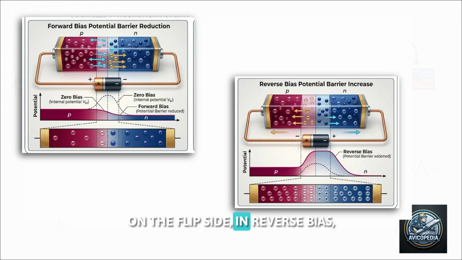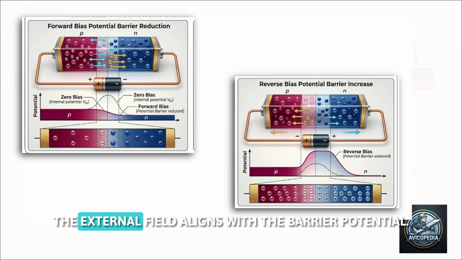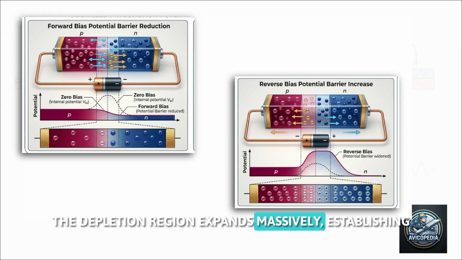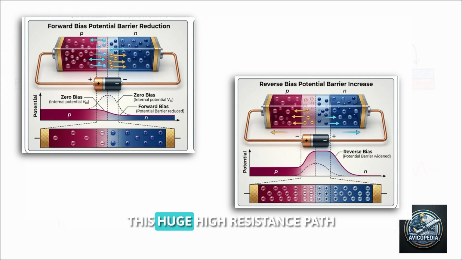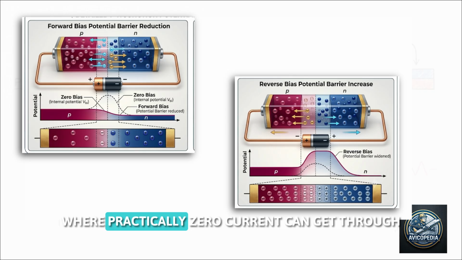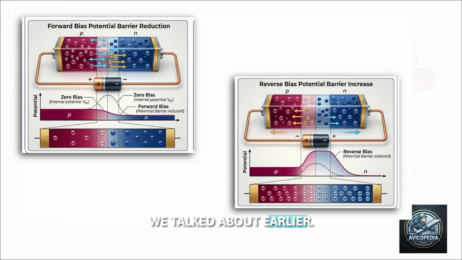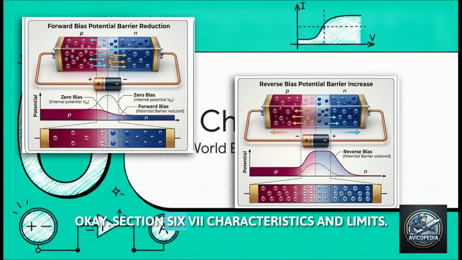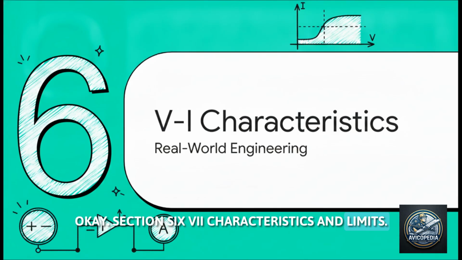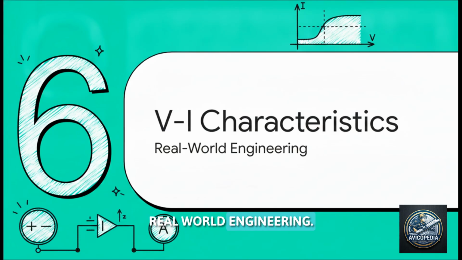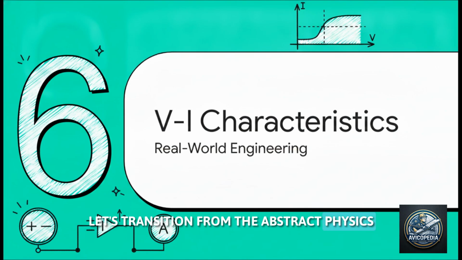On the flip side, in reverse bias, the external field aligns with the barrier potential. The depletion region expands massively, establishing this huge, high-resistance path where practically zero current can get through, except for a tiny trickle from those minority carriers we talked about earlier. Okay, section 6, VI characteristics and limits, real-world engineering. Let's transition from the abstract physics to some practical, real-world engineering.